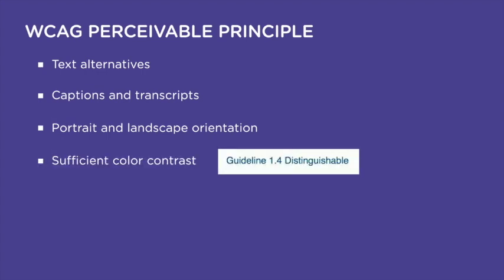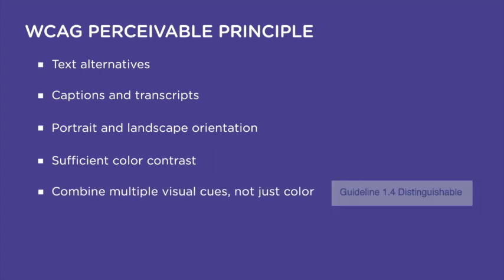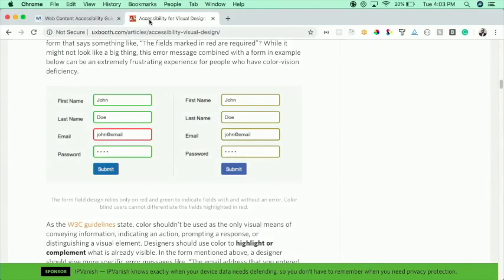The fourth guideline, distinguishable, describes making foreground content distinguishable against its background. We covered accessible color contrast in our previous video. In addition, it's critical that designers combine multiple visual cues to convey information rather than relying only on color. It's been estimated that 6% of males struggle to distinguish red from green.